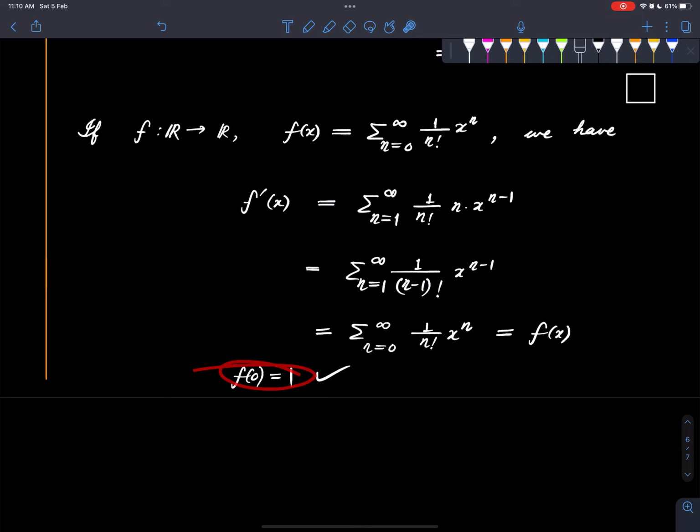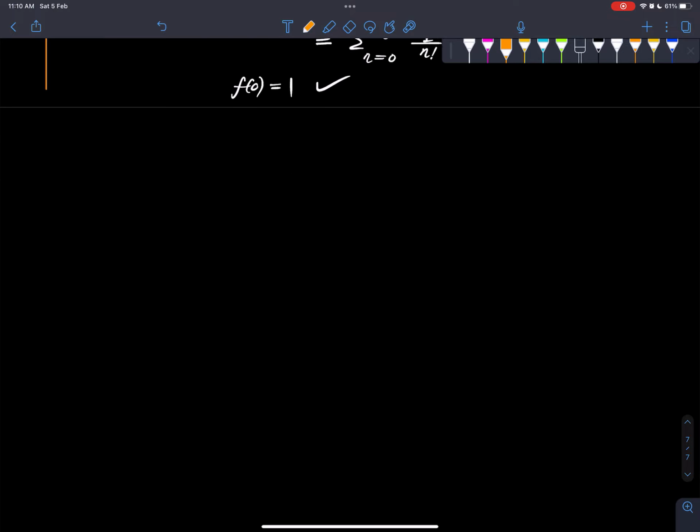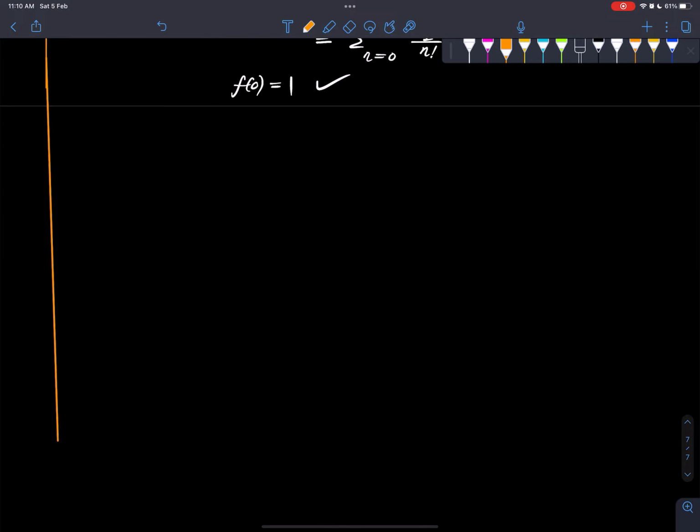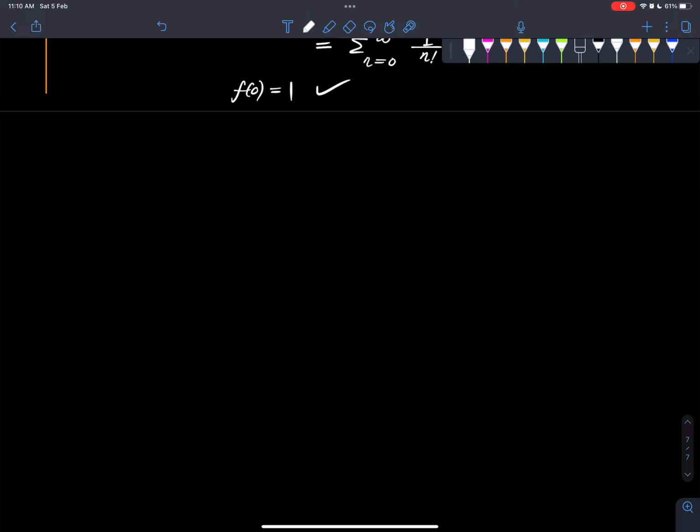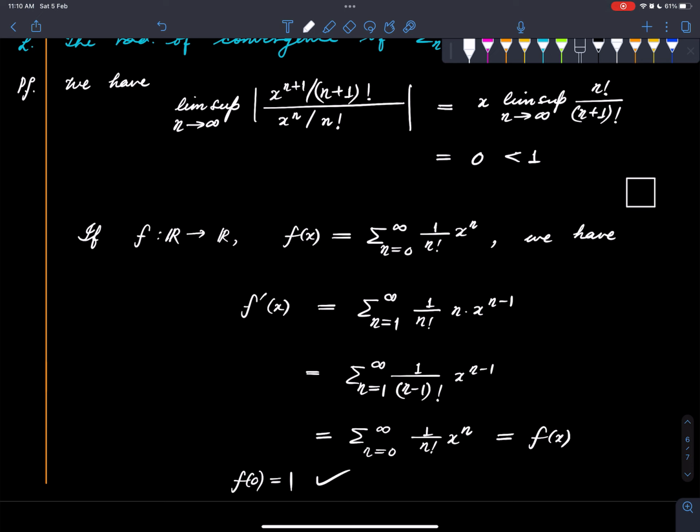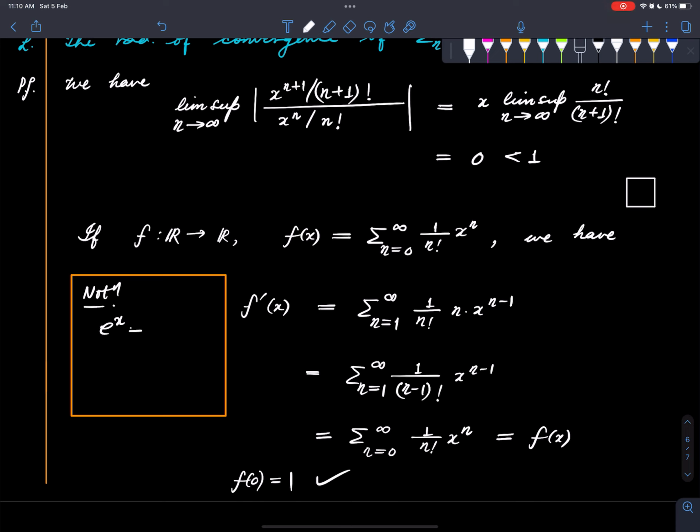One is this, and the other is that f prime equals f. We have shown that there is only one such function, and this is called the exponential function. Lastly, I'll just end with notation. Forget about this. So notation for this: we have e to the x. Instead of writing this long power series, we just write e to the x. So this is the notation for that thing.